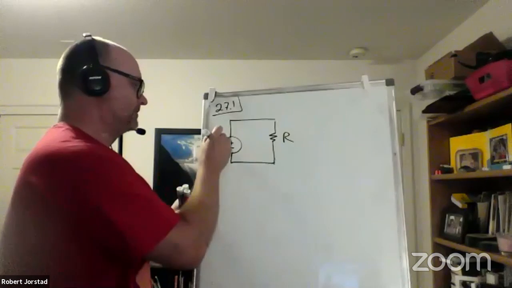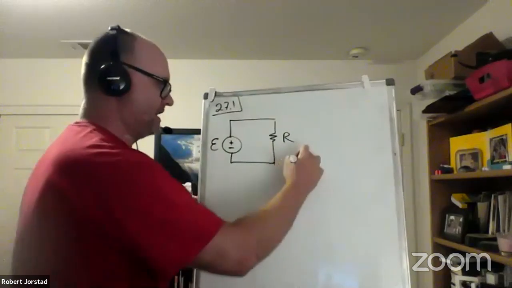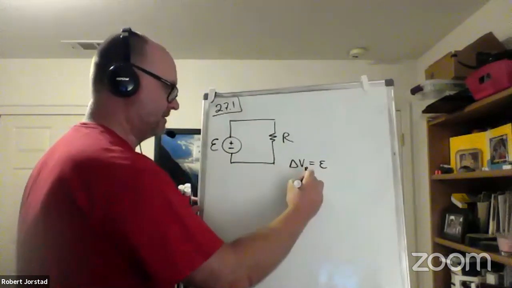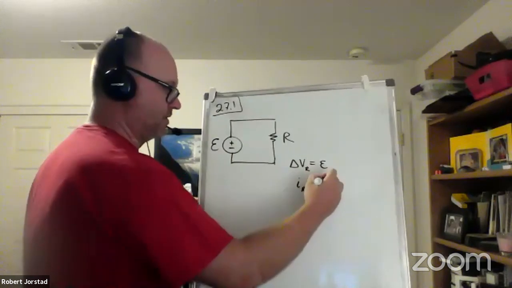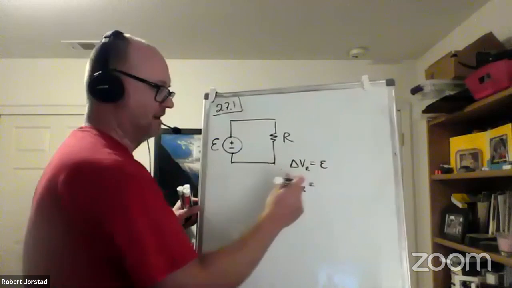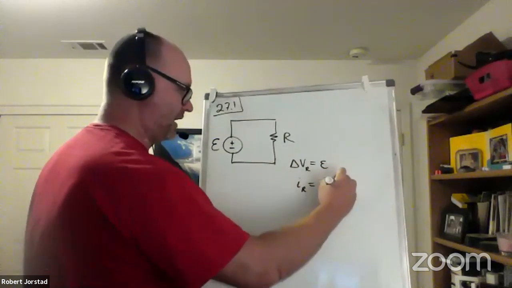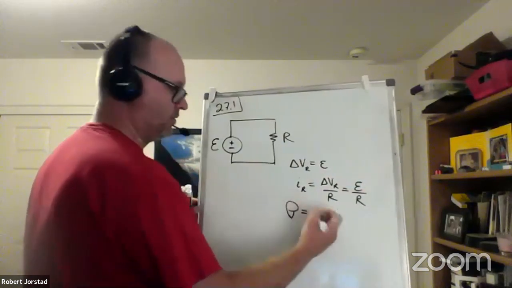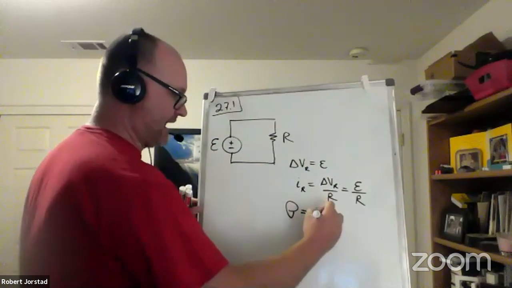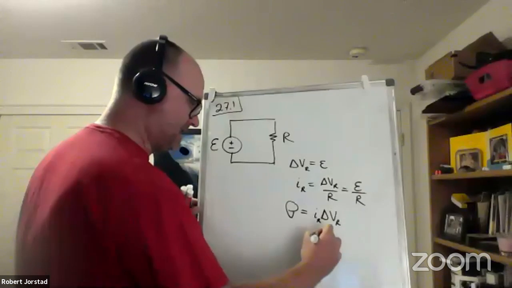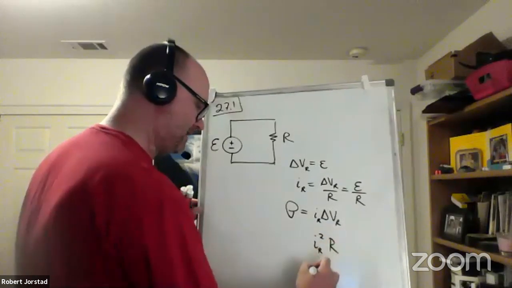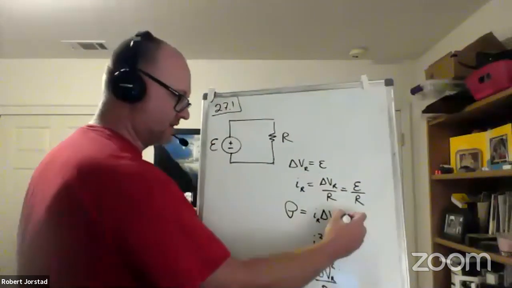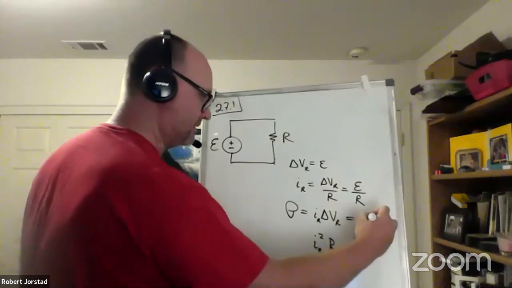So in this case, I know that delta V of this resistor is E. And then the current through this resistor: the voltage across is E, the current is delta V divided by R, which in this case happens to be E over R. And the power would be I times delta V. Another way is I squared times R. Another way would be delta V squared over R. Any one of these gives you the same result. It's going to be E squared over R.